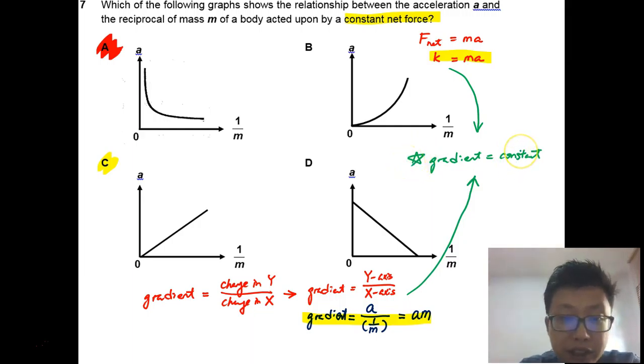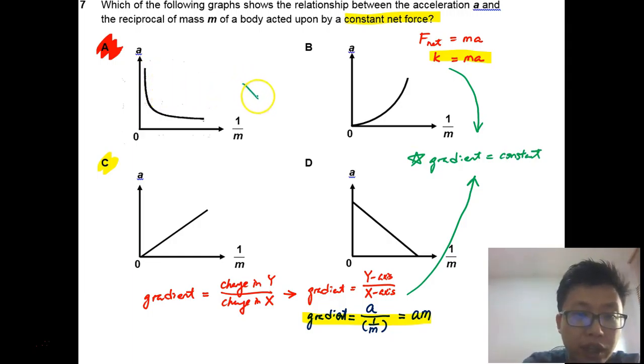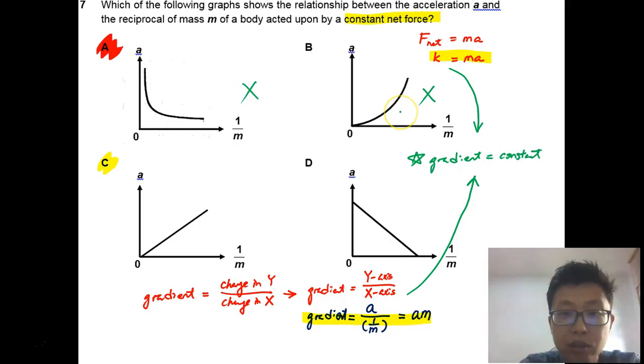Once I have this deduction, I can see that A cannot be the answer because the gradient is changing. Similarly, B is also not the case. Then I only have two more options to consider, C and D. Is it a positive or a negative gradient? I can see from here the F net is a positive constant. So therefore, D will not be the answer as well. So therefore, C is the correct answer.